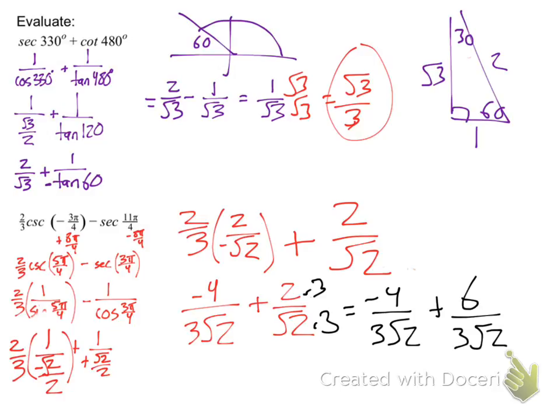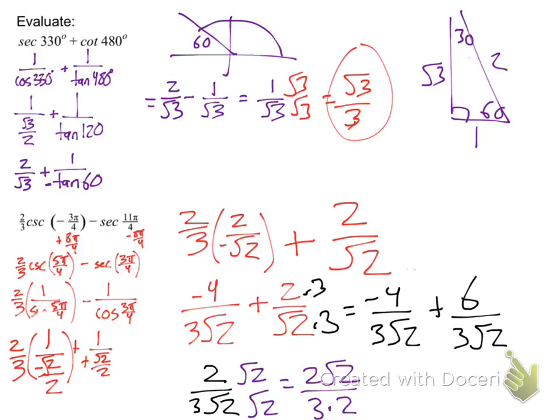And so what does that leave me with? Negative 4 plus 6 is 2 over 3 square root 2. Now I'm going to fix it by multiplying the top and bottom by square root of 2. So 2 square root 2 over 3 times 2, because square root 2 times square root 2 is 2. I left it like this instead of a 6 because what happens to the 2's? They cancel. And so your answer is square root of 2 over 3.